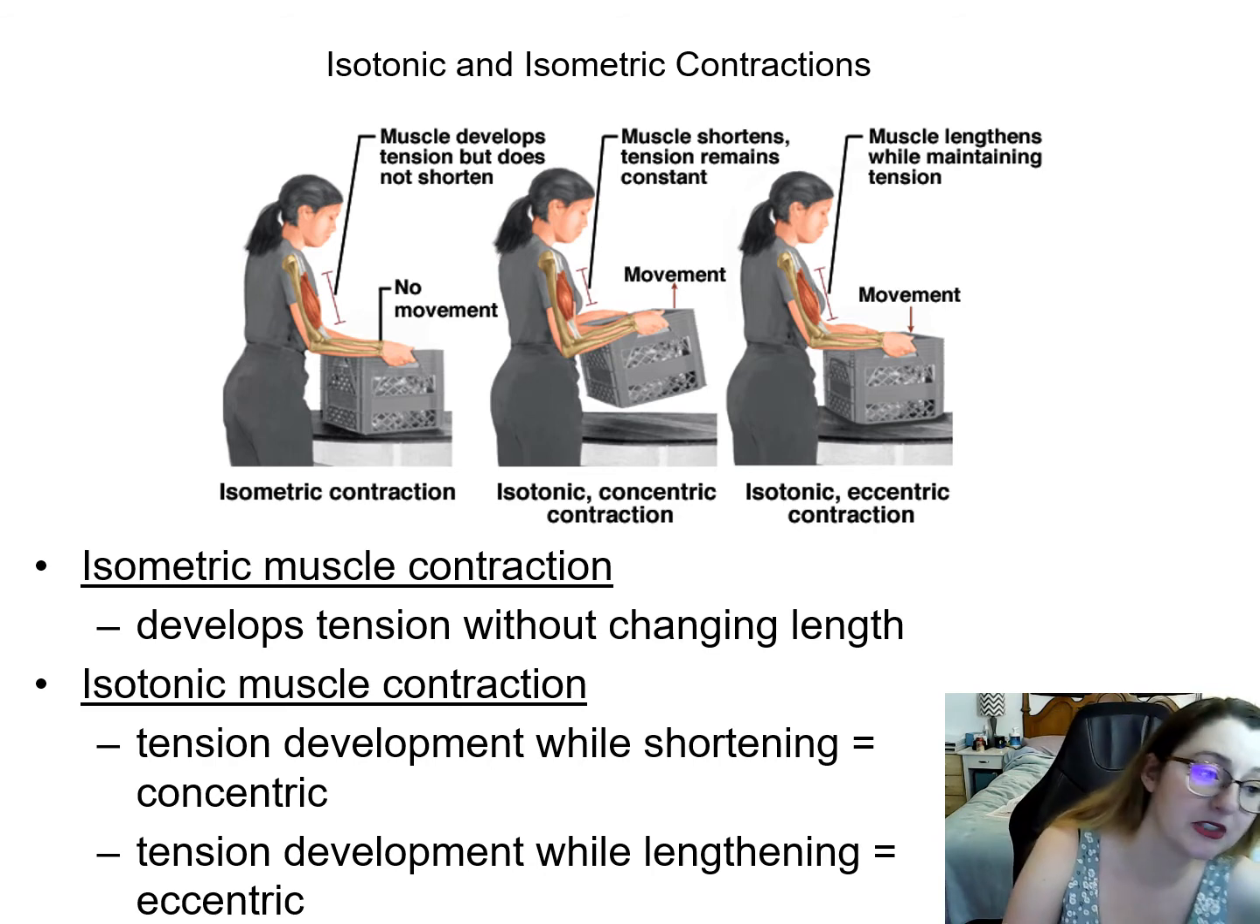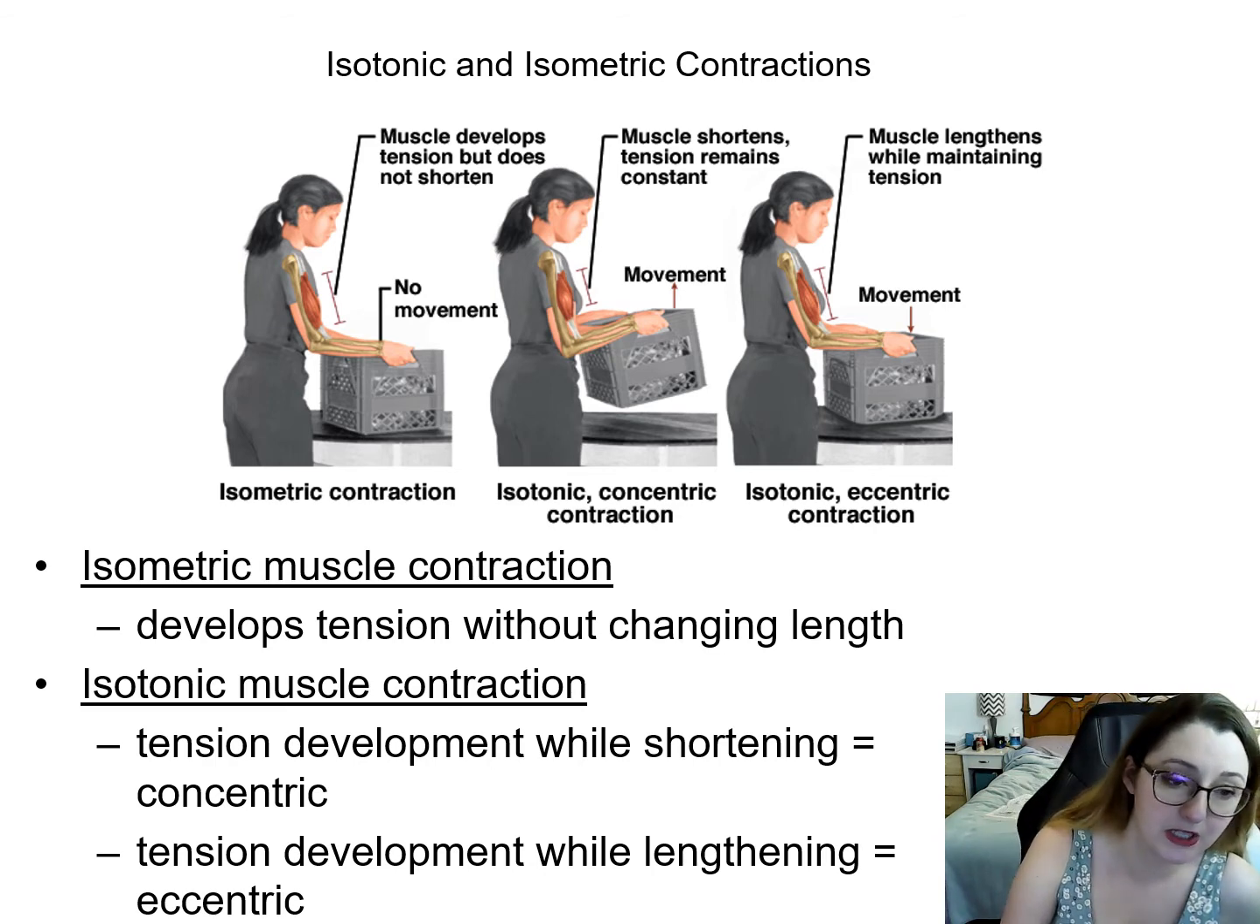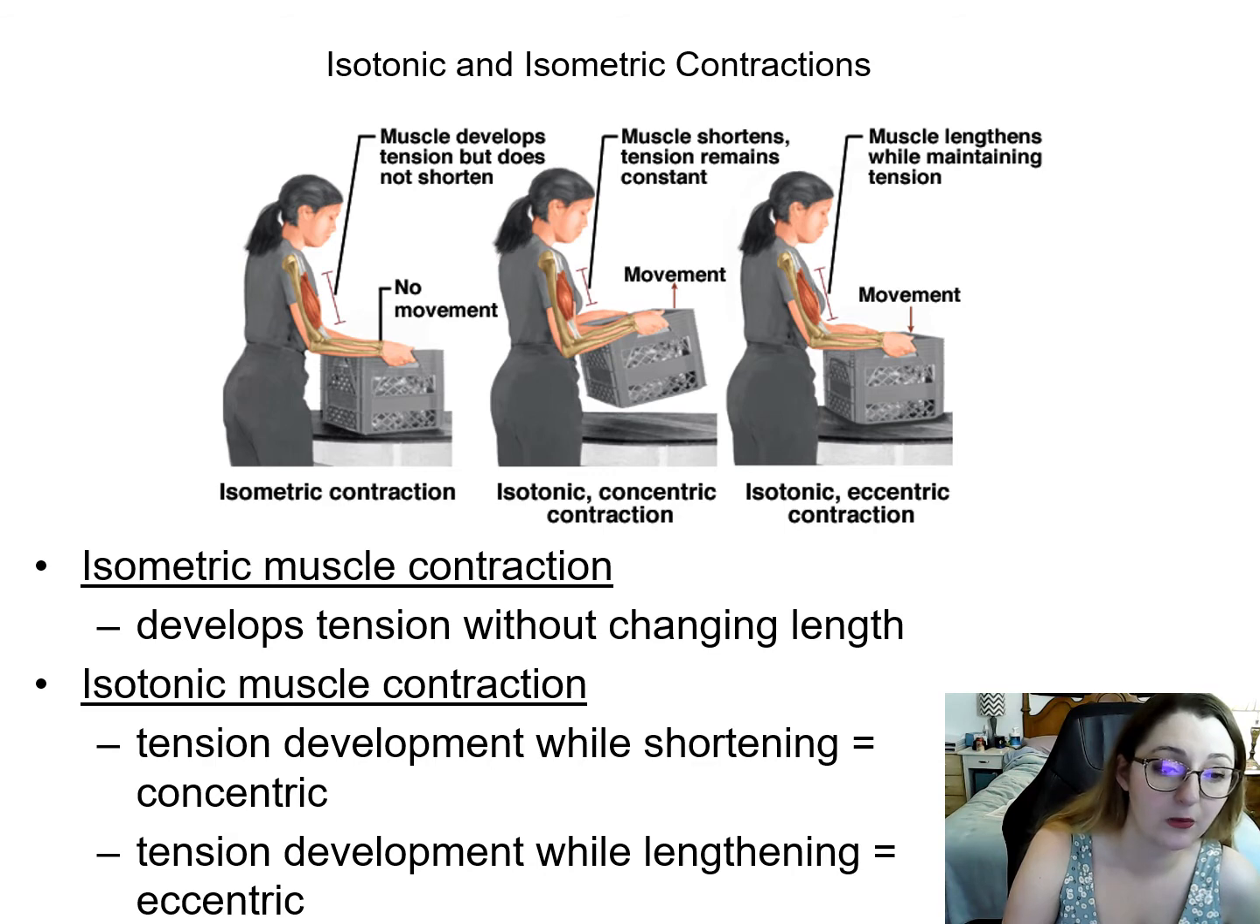But we do have two types of contractions, and one has two subcategories. So we have isometric muscle contraction, which means that we're going to develop tension, but not change the length of the muscle. So this is specifically talking about within the muscle. You can see in this first picture that it is showing isometric contraction. There's tension, but we're not shortening the muscle. There's no movement going on.